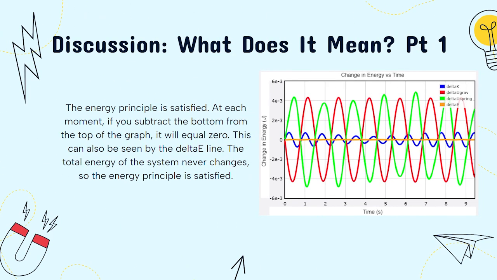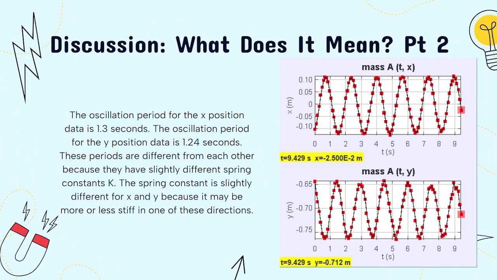So what does it mean in part 1? Here's the graph of the change in energy versus time on the right. As you can see, the energy principle is satisfied. At each moment, if you subtract the bottom from the top of the graph, which is the energies, it will equal 0. And this can also be seen by the delta E line, which is the yellow line. The total energy of the system never changes, so the energy principle is satisfied.